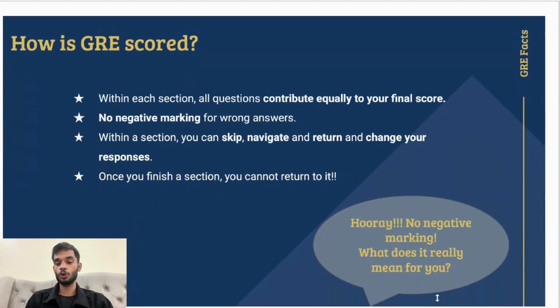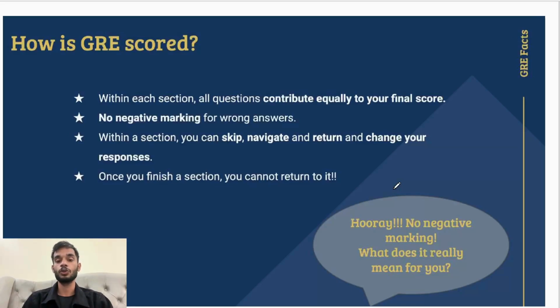Next, how is the GRE scored? Within each section, all questions contribute equally to the final score. Let's say I'm in verbal section 1, so I have 12 questions, and all 12 questions contribute equally. Assume each question holds 10 marks. So even if it is a harder question or an easier question within a section, all questions contribute equally to the final score.